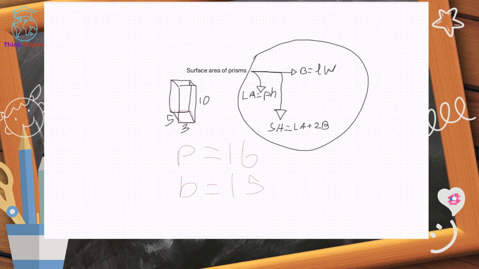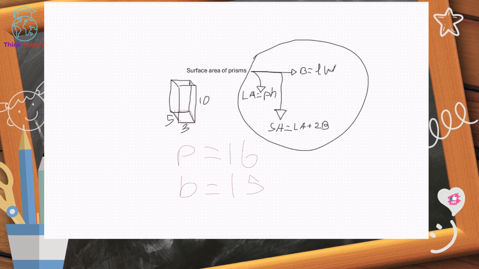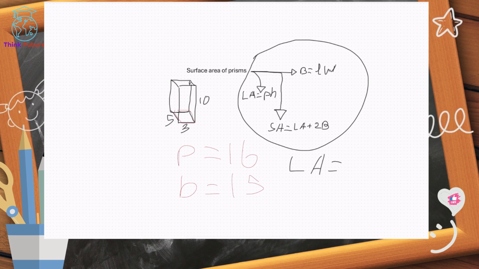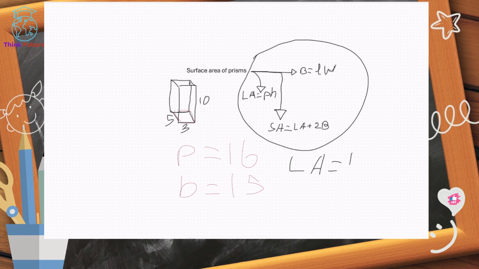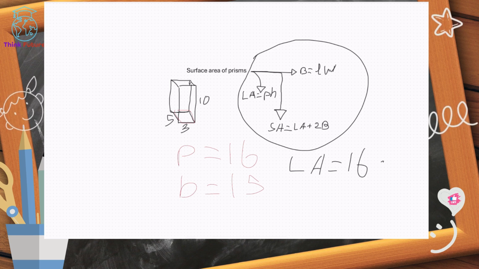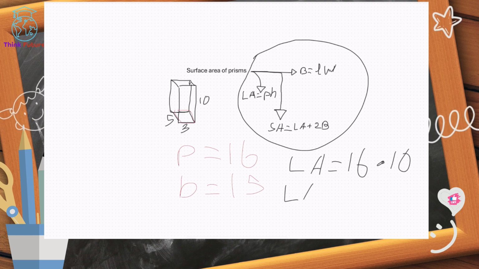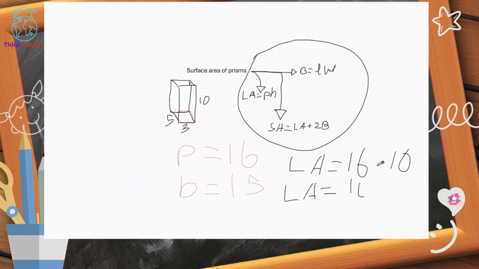Okay, next we would find LA. So LA equals P, which is perimeter, 16, times height, which is H, 10. So LA equals 160.